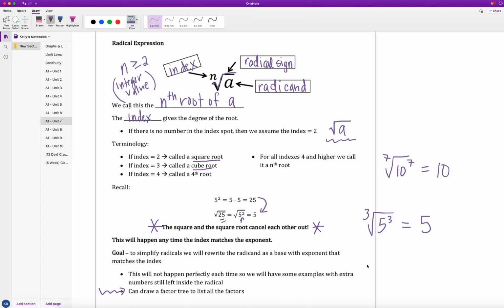So our goal is to simplify all of the radicals, and we'll rewrite the radicand. Remember, the radicand is the stuff that is inside the radical sign, underneath the radical. And we're going to rewrite that as a base where hopefully the exponent can match the index.